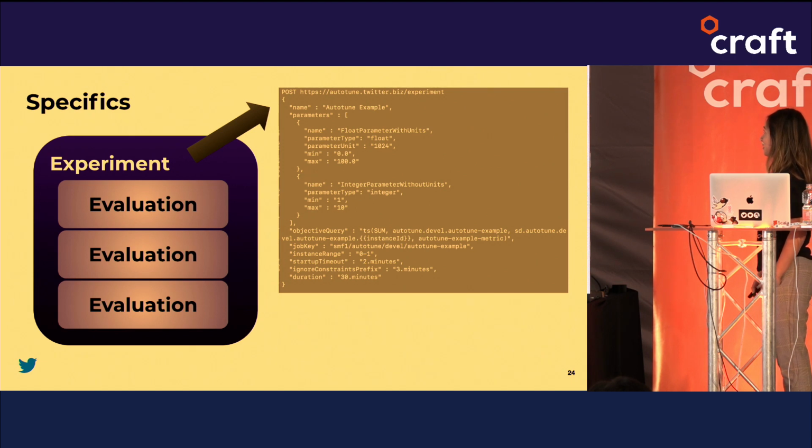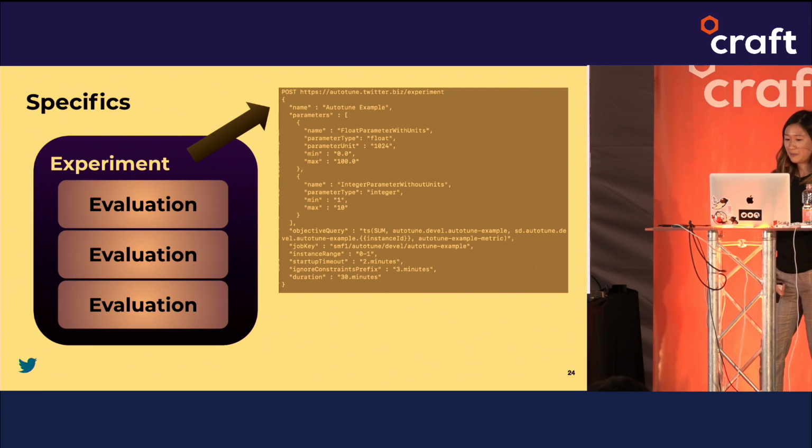And some more horrible-looking JSON. That's how the service owners interact with AutoTune currently. So with AutoTune, you start up an experiment, and within the experiment are many evaluations. In this JSON, you can specify what parameters you're trying to tune and the min and max value of those. You also specify the objective query that you're trying to optimize for, how long you want the experiments to run, and another key piece, how many instances you want to experiment on.